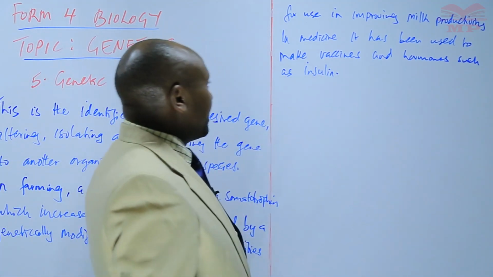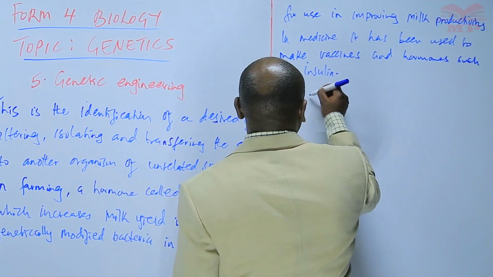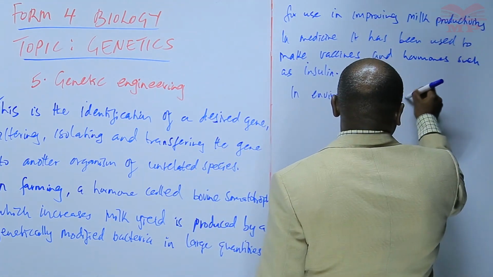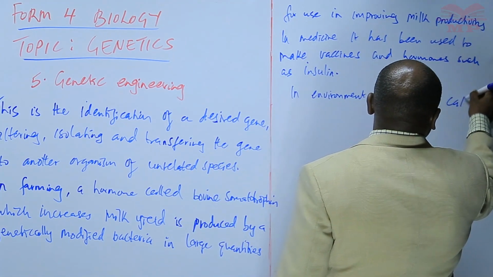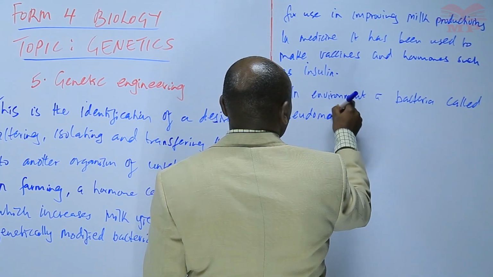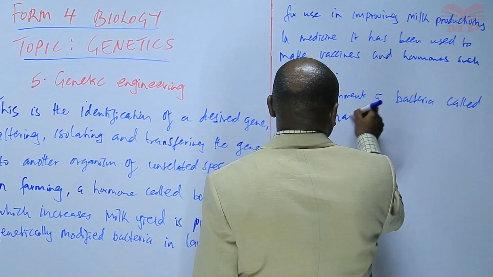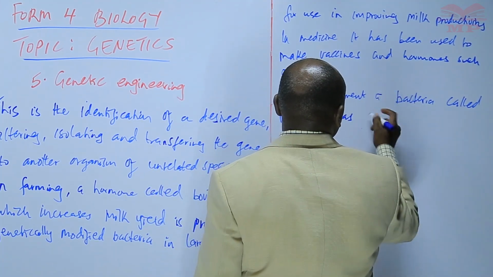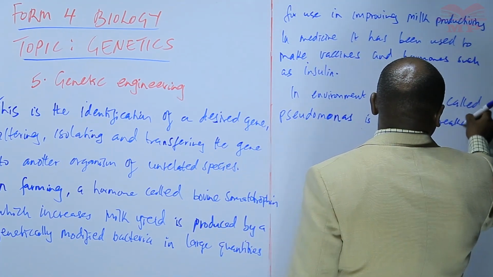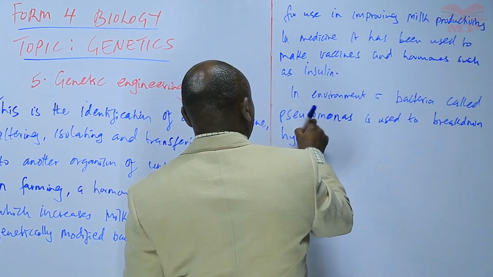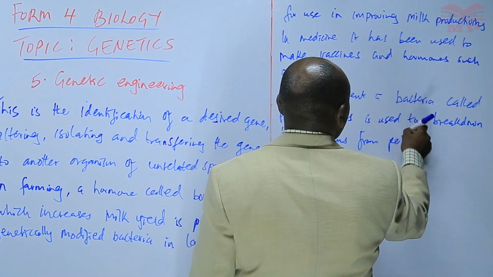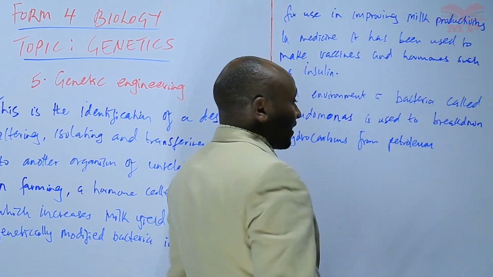So we have a number of areas, even in environment. There's a bacteria called Pseudomonas that is used to break down hydrocarbons from petroleum, thus reducing pollution.